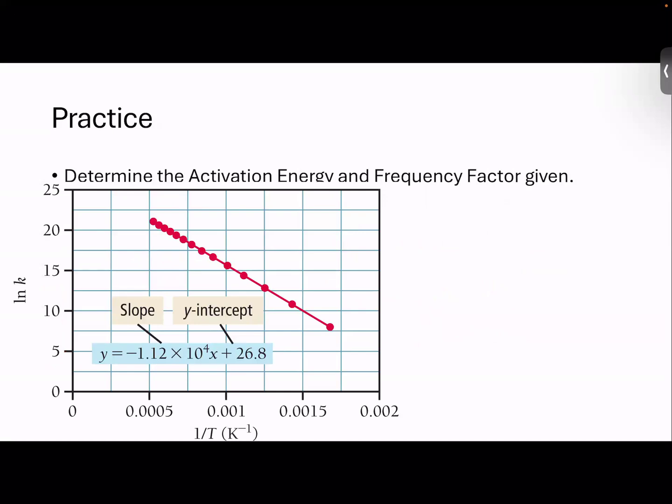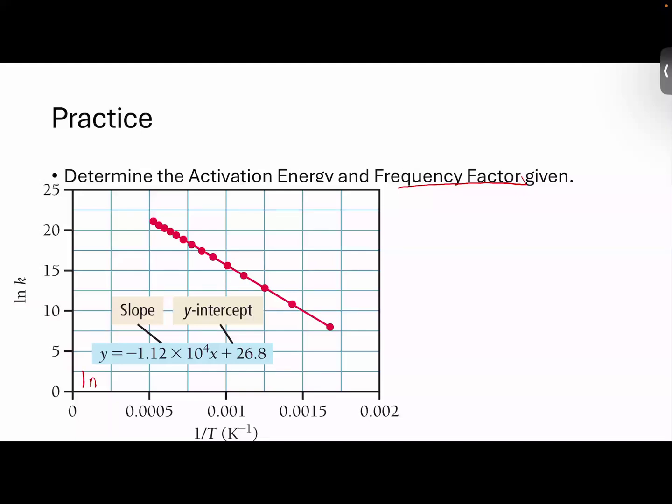Here you can determine the energy of activation and the frequency factor. We've already done an energy of activation, so I want to do specifically the frequency factor. Again, you have to realize that y equals mx plus b is the natural log of k is equal to negative E sub A over R times 1 over T, which is our x, plus the natural log of the frequency factor. So in other words, the natural log of the frequency factor is equal to 26.8.